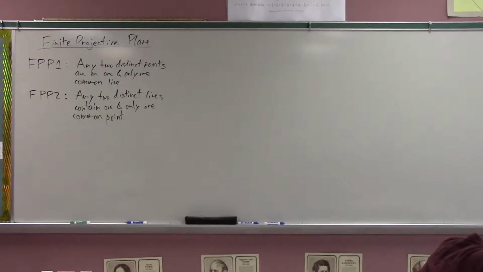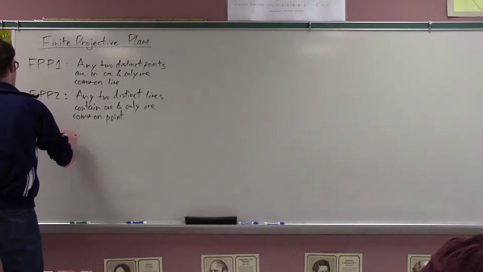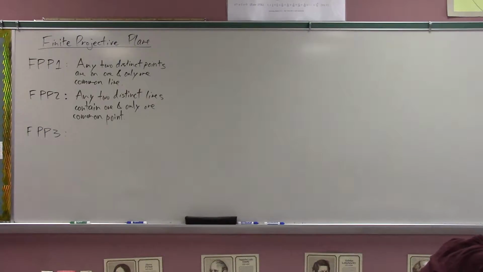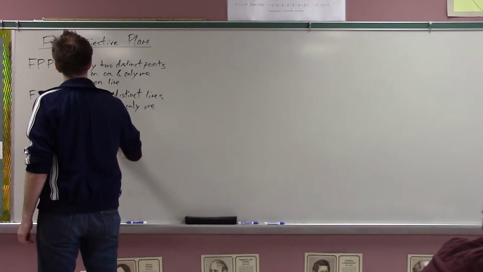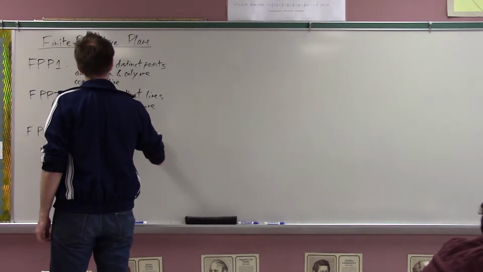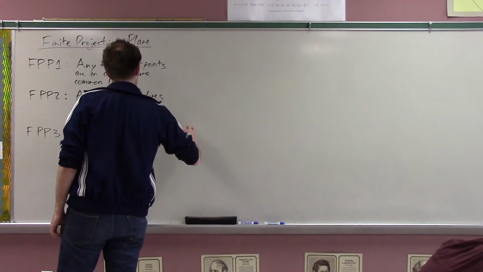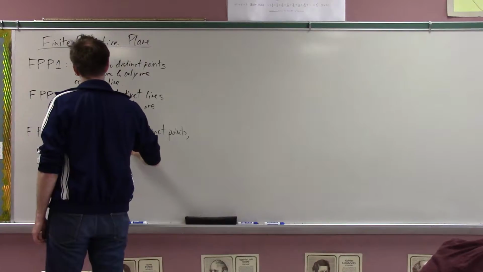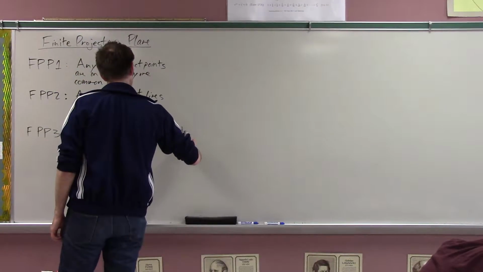And FPP3 says that there exist four distinct points, no three of which are on a common line. There exist four distinct points, no three of which are on a common line.